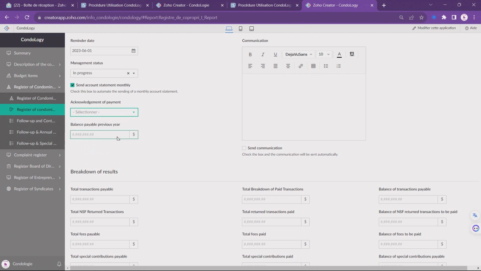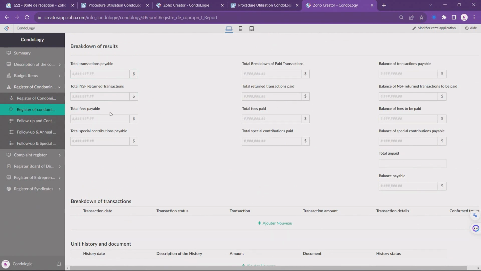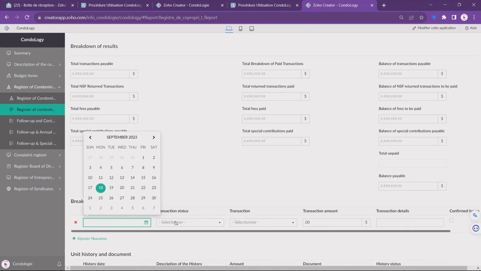Balance to be paid from the previous year. Communications are made from here. Everything we write here, we can send as a communication. It's an email that goes out with this system. We have communication models. You have the links for these models. We will demonstrate how to use it a little later. The breakdown of results. That's at the money level. It's directly connected with the breakdown of transactions, namely, one transaction, one line. At this point, the totals all add up here.